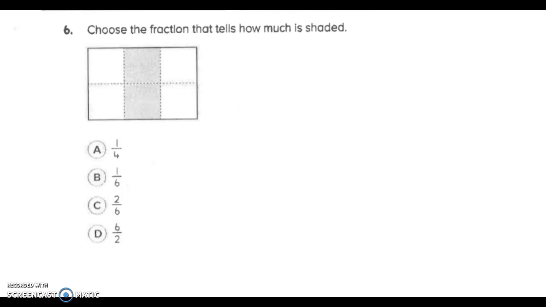Number 6. Choose the fraction that tells how much is shaded. A. 1/4. B. 1/6. C. 2/6. D. 6/2.